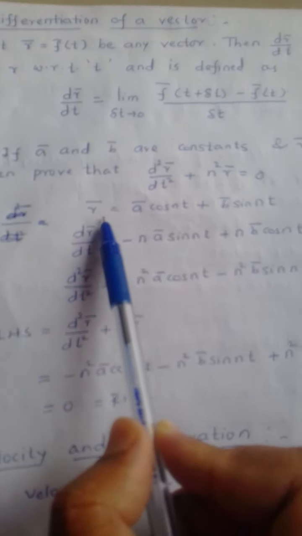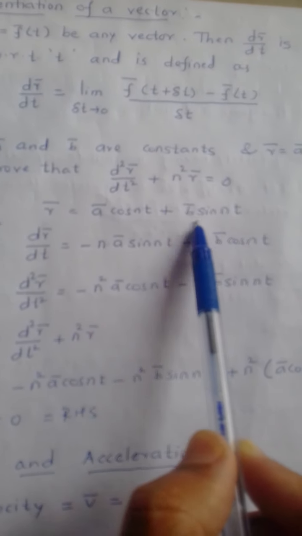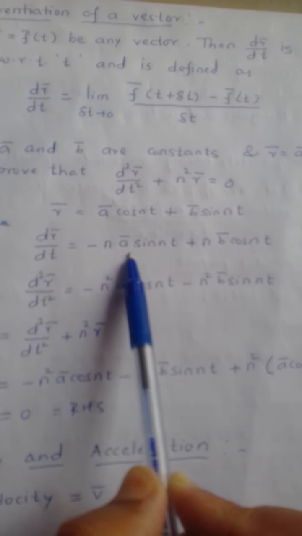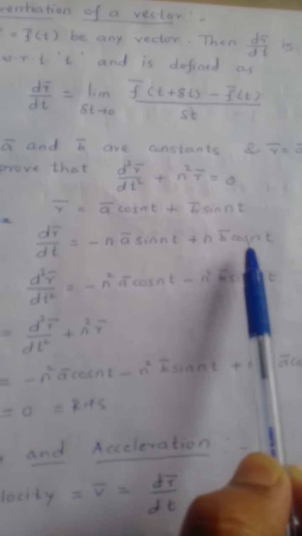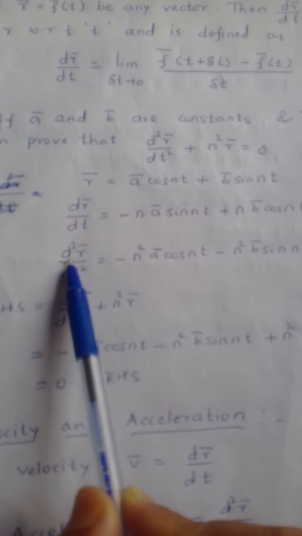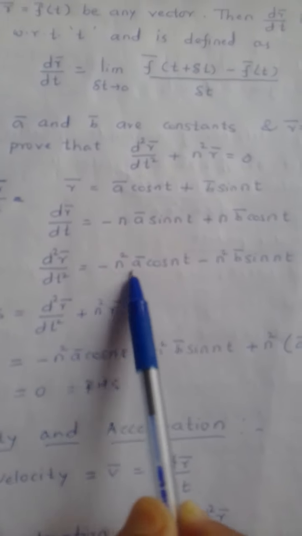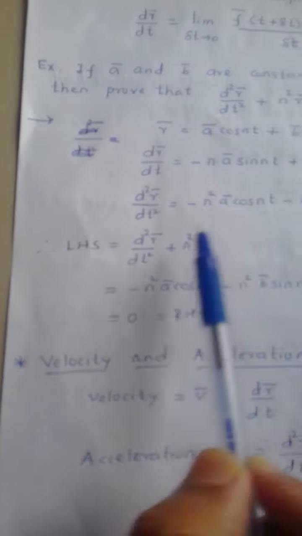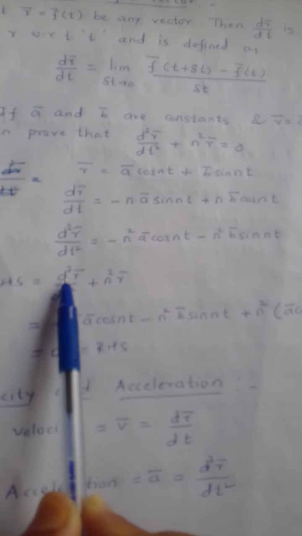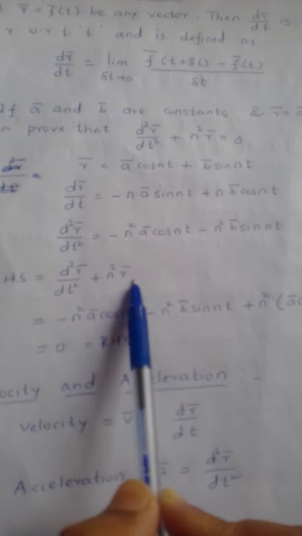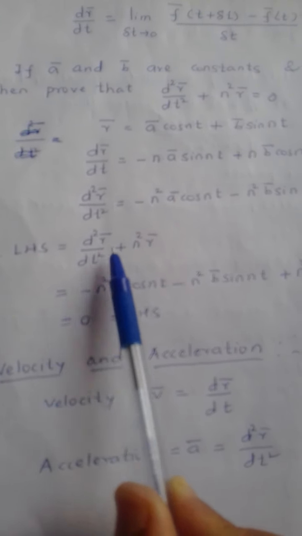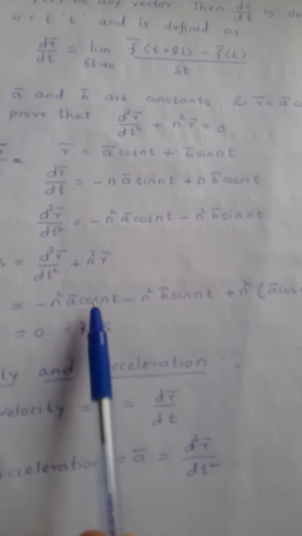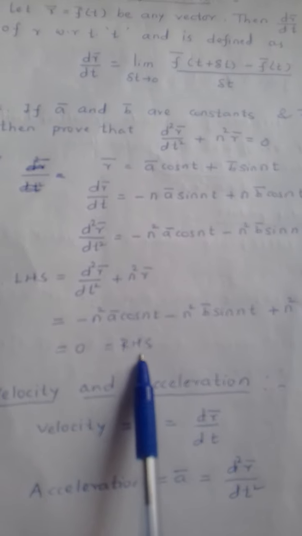Now at first we have r bar equals a bar cos of nt plus b bar sin of nt. Therefore dr bar by dt will be minus n a bar sin of nt plus n b bar cos of nt. Then the second derivative d2 r bar by dt square equals minus n square a bar cos of nt minus n square b bar sin of nt. Now LHS equals d2 r bar by dt square plus n square r bar. Substitute the value of d2 r bar by dt square, then plus n square into the value of r bar. After simplification you will get 0, which is our RHS, hence proved.